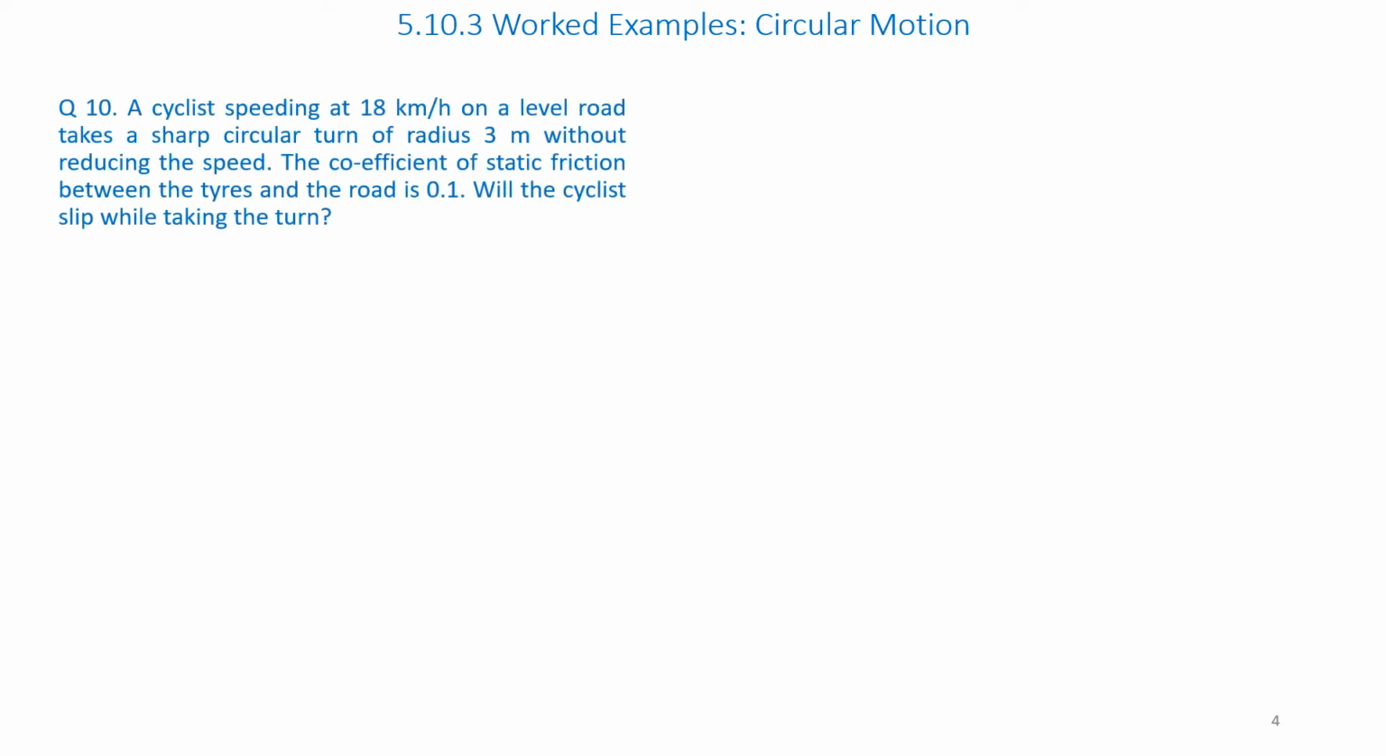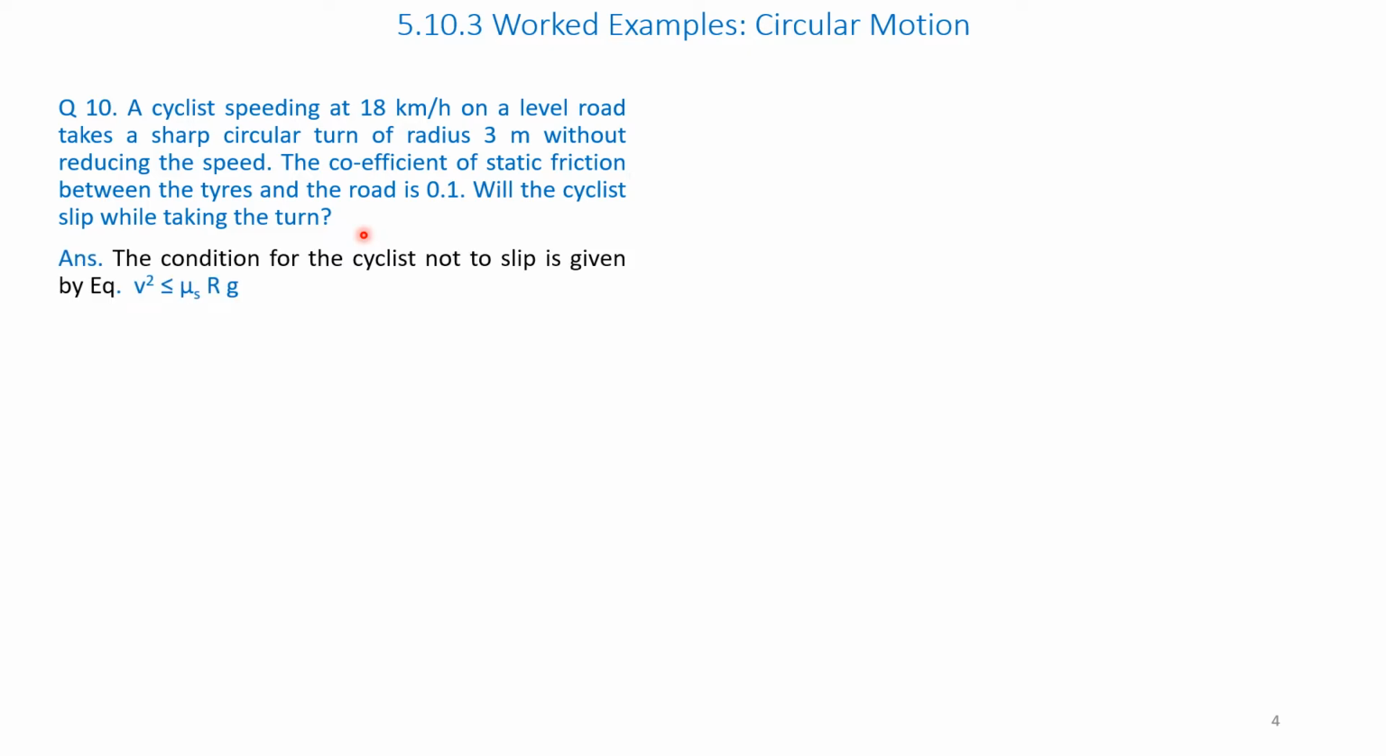In this section, we will solve some of the worked examples of circular motion. Question number 10. A cyclist speeding at 18 kilometers per hour on a level road, please note, on a level road, takes a sharp circular turn of radius 3 meters without reducing the speed. The coefficient of static friction between tires and the road is 0.1. Will the cyclist slip while taking the turn?